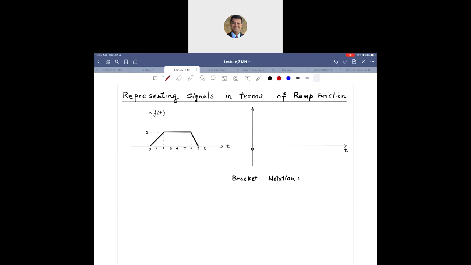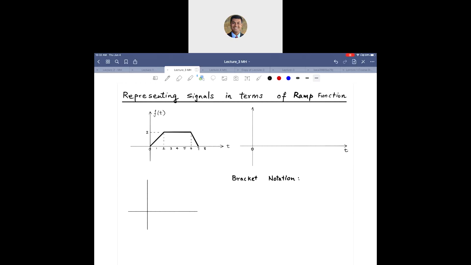So in the previous lecture, we were talking about how to represent signals using step functions. Today we'll begin with an example that was left over from the previous lecture slides. This is representing signals in terms of ramp functions. At this time, let's quickly take a look at what a ramp function is.